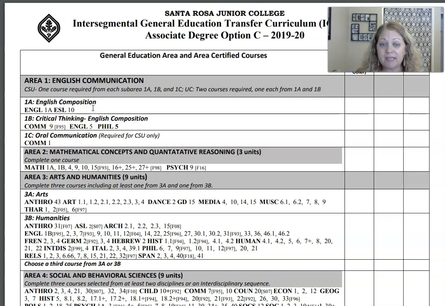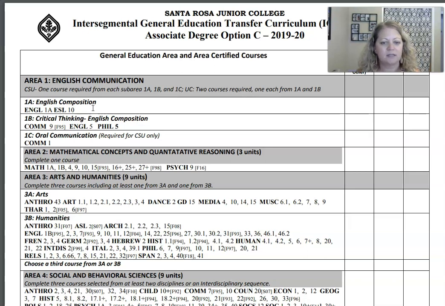You need a critical thinking requirement. So here's one of the differences between the CSU GE sheet and the IGETC. Here you could only use philosophy 5, where for the CSU GE sheet, you could use philosophy 3. Same thing, you can have comms 9 on IGETC, but on the CSU GE sheet, you could have comms 3A. So there are some differences there, okay? So you want to pay attention for that.